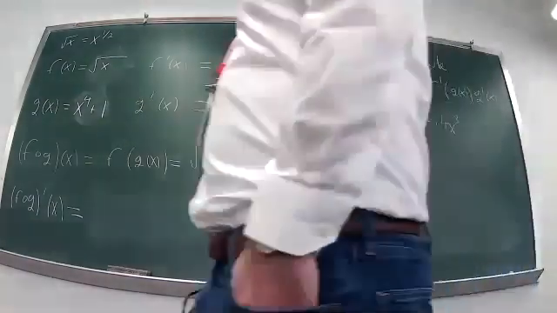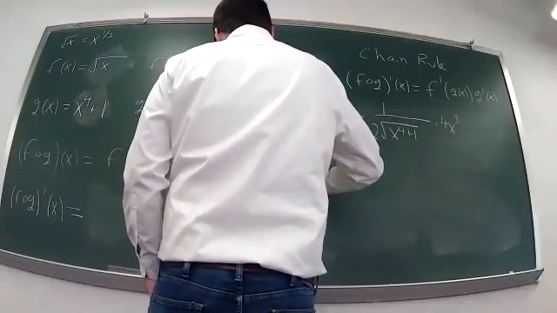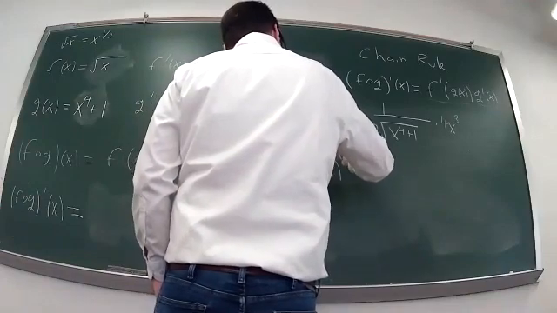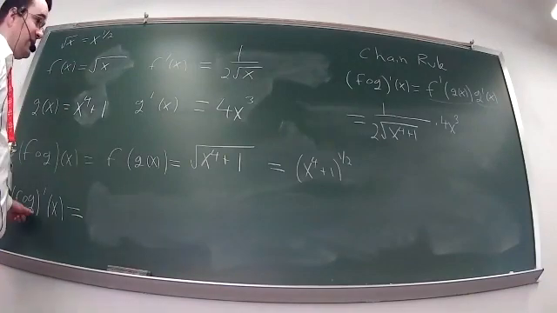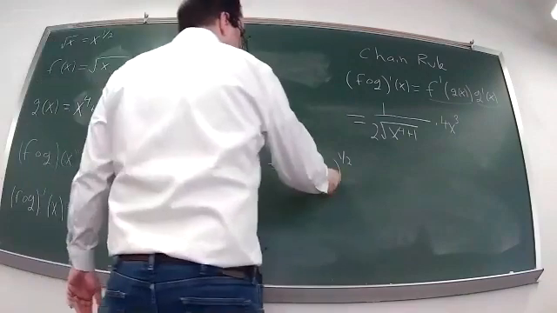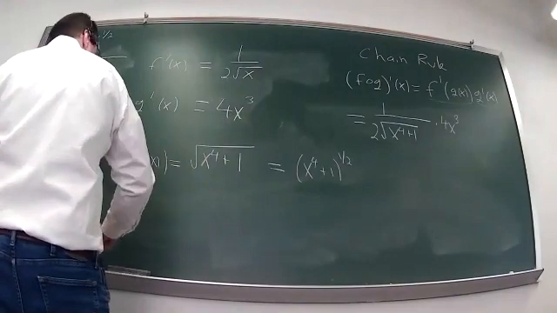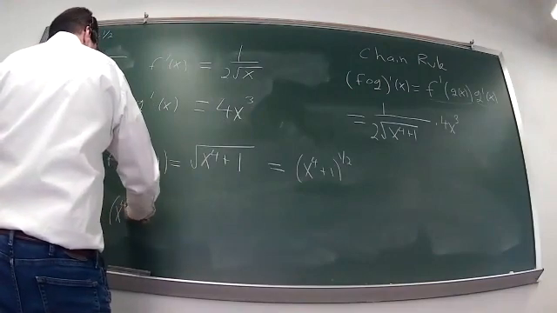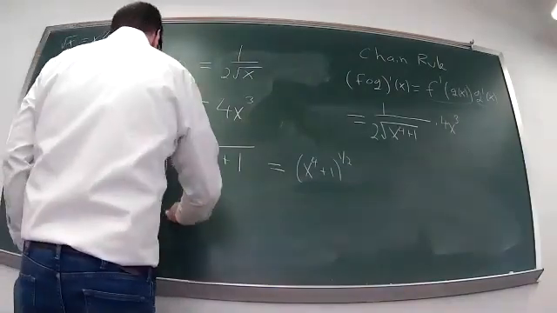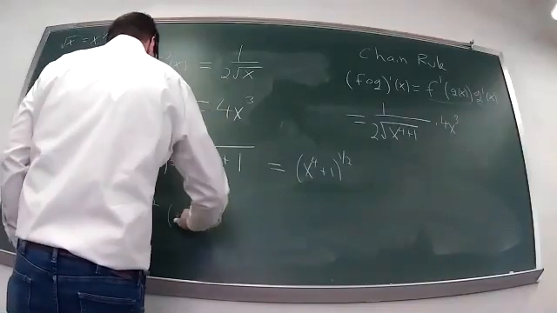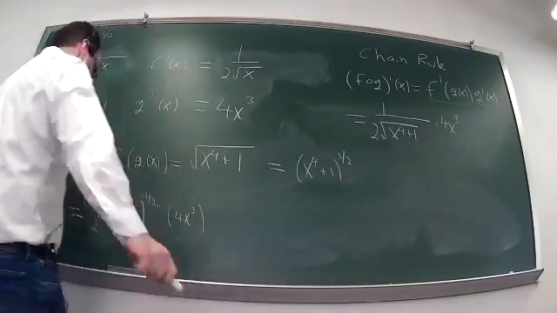There's another way you can conceptualize this. If you think of this as x to the 4th plus 1 to the 1/2, and you want to take that derivative, you can treat what's inside here as its own variable. So you can write this as 1/2 times x to the fourth plus 1 to the minus 1/2, and now you multiply by the derivative of the inside function, which is 4 times x cubed.